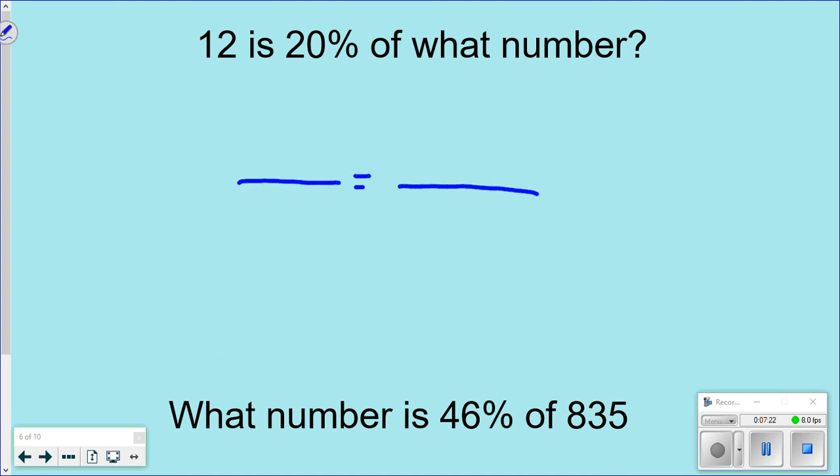Okay, 12 is 20% of what number? I'm always going to put my 100 in there, and I can already see there's a percent, so percent always goes in the percent spot. You don't even need to put this percent sign, just put the 20.